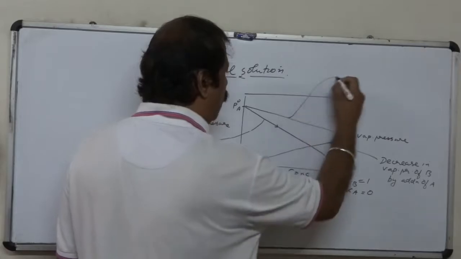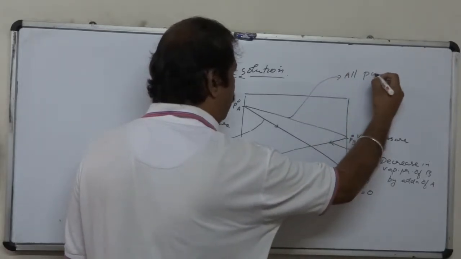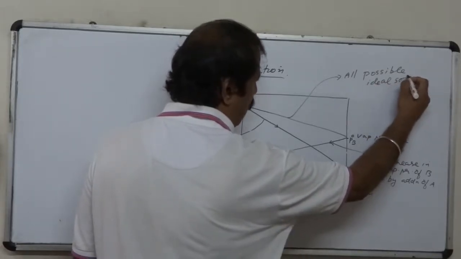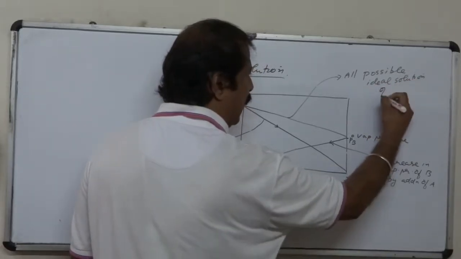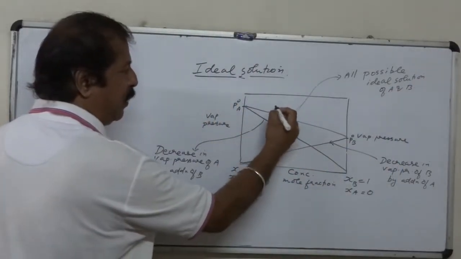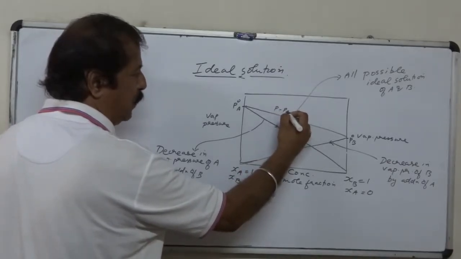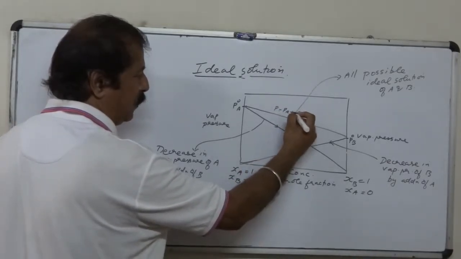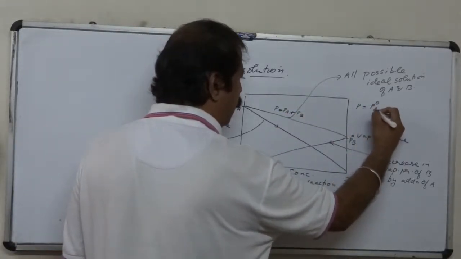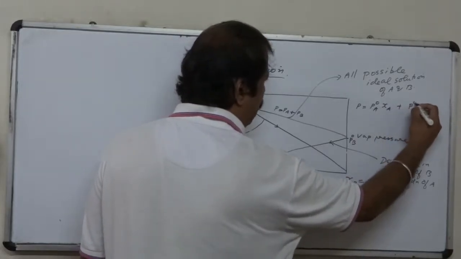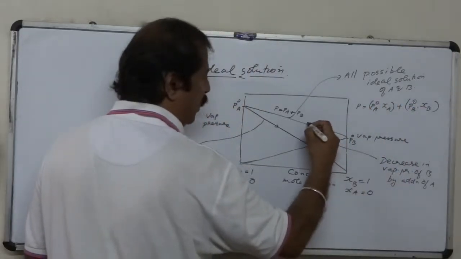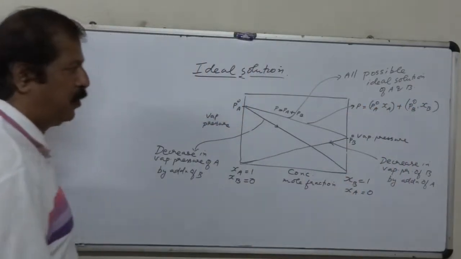That is all possible ideal solutions of A and B obtained by mixing A and B. And we can write P is equal to PA plus PB. Or you can write P is equal to P0A into Chi A plus P0B into Chi B. So this line indicates all possible ideal solutions of A and B.